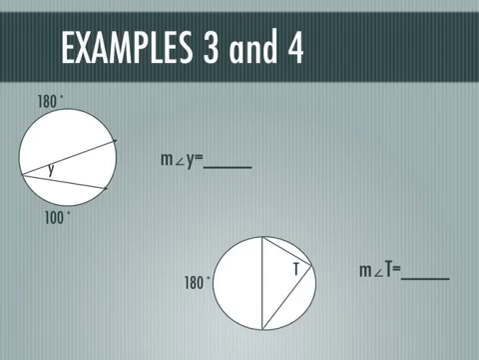Okay, so if this is 180 degrees, this is a semicircle. What's that angle T? 90.